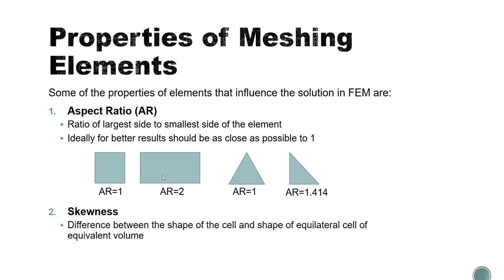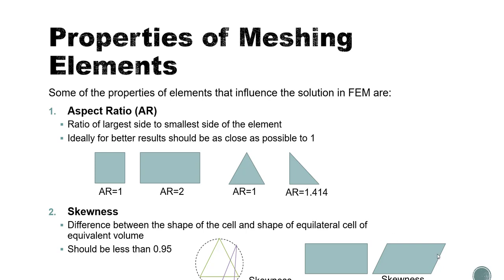The second quantity is the skewness, and it tells us about the shape of the cell or the element that we are using and how close this shape is to the equilateral triangle actually. This skewness should be less than 0.95. Here we have two different cells. You see the first one, its skewness is almost 0. Here it has more skewness actually. So these are the two properties that we will be discussing and analyzing while solving our problems.